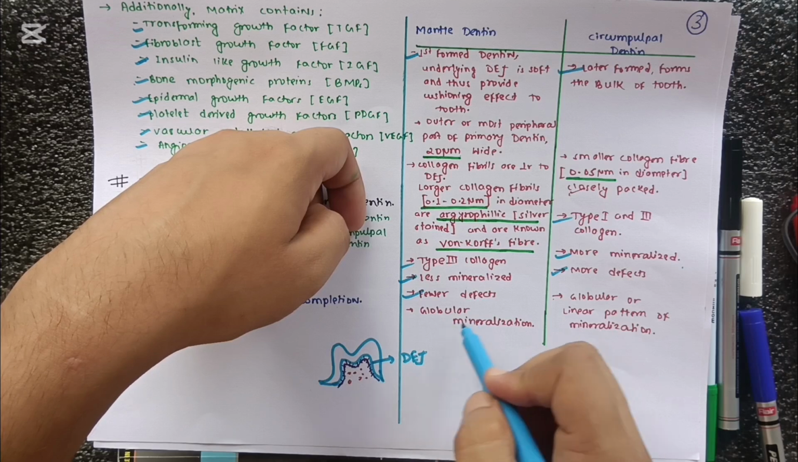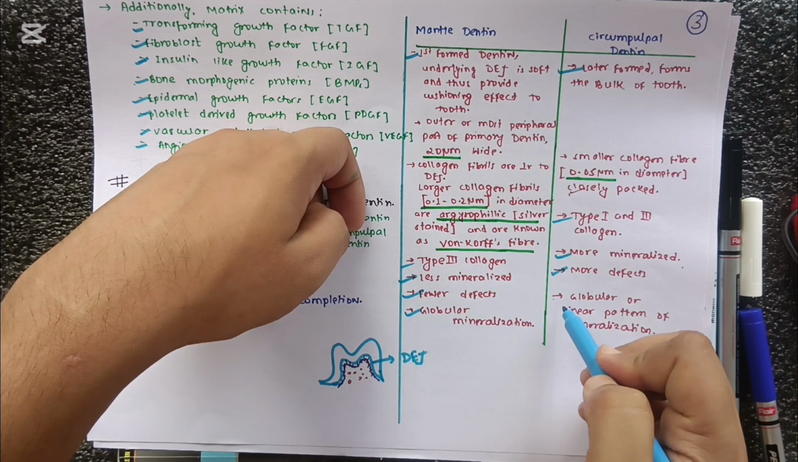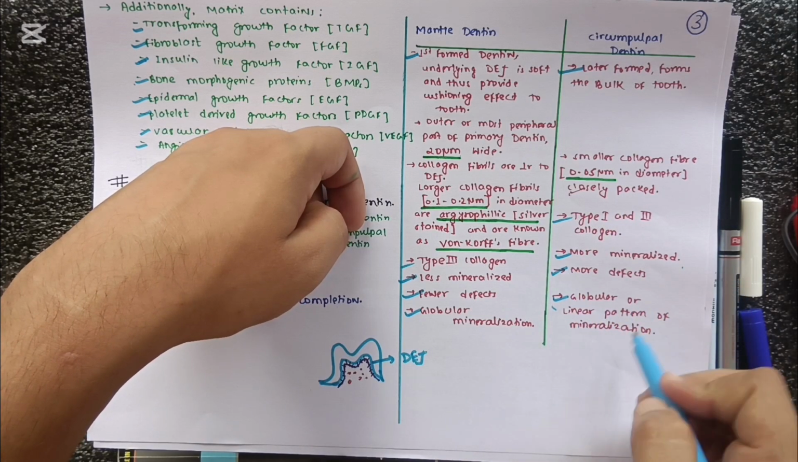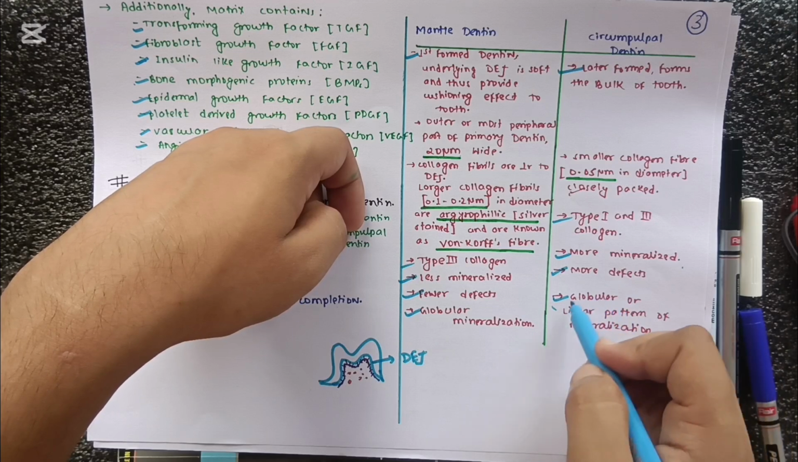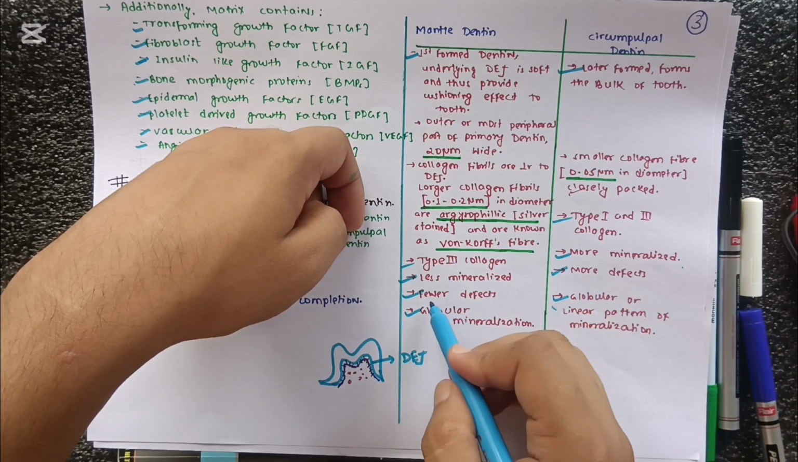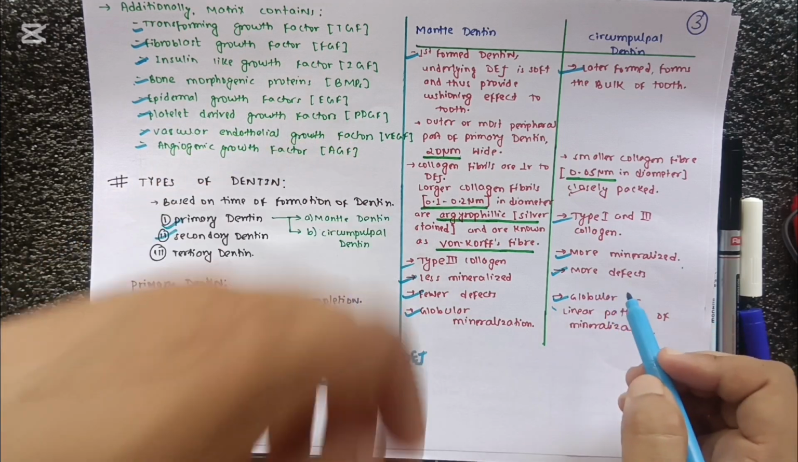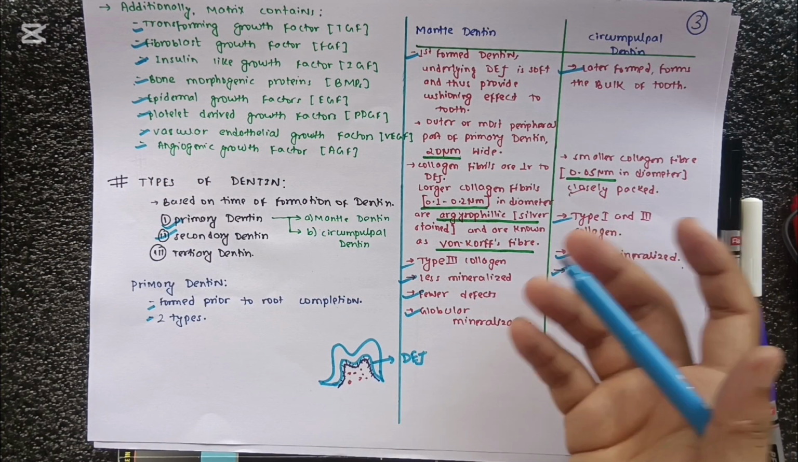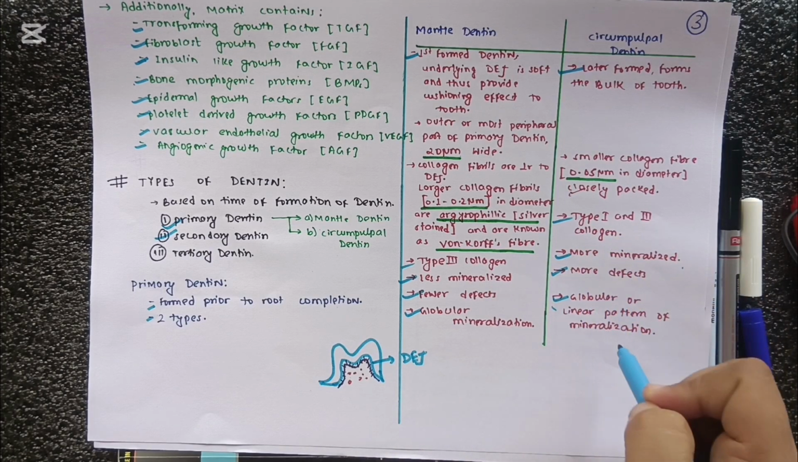The type of mineralization present in the mantle dentin is globular, and in the circumpulpal dentin it is a globular or linear pattern of mineralization. As there are more defects here and fewer defects there, there is a larger number of interglobular dentin. I will be discussing interglobular dentin in later videos. It is one of the defects that is formed due to this globular mineralization.